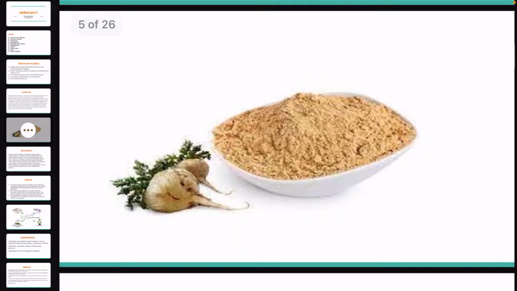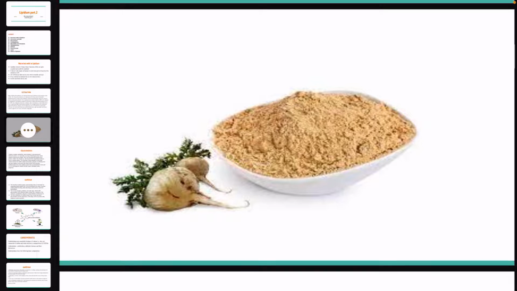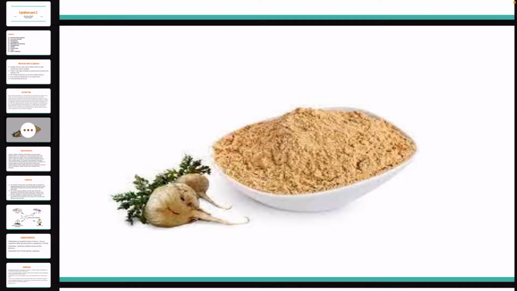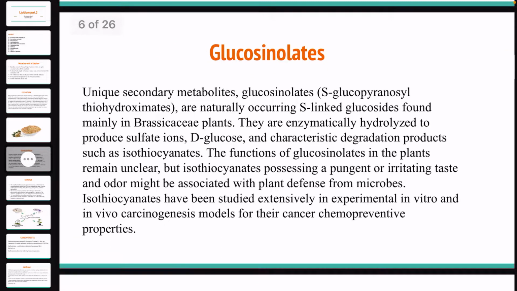Now this is a picture of Lepidium in powdered form. It's not extracted in this, but the powdered form is essential to extract the nutrients from it. So the first one, let's go for the glucosinolates. This is one of the nutrients that we extract from Lepidium.